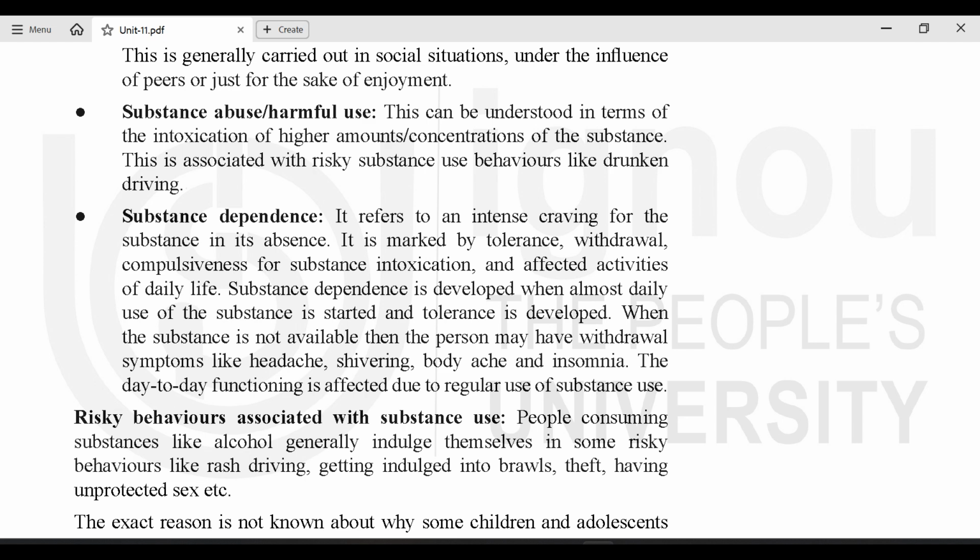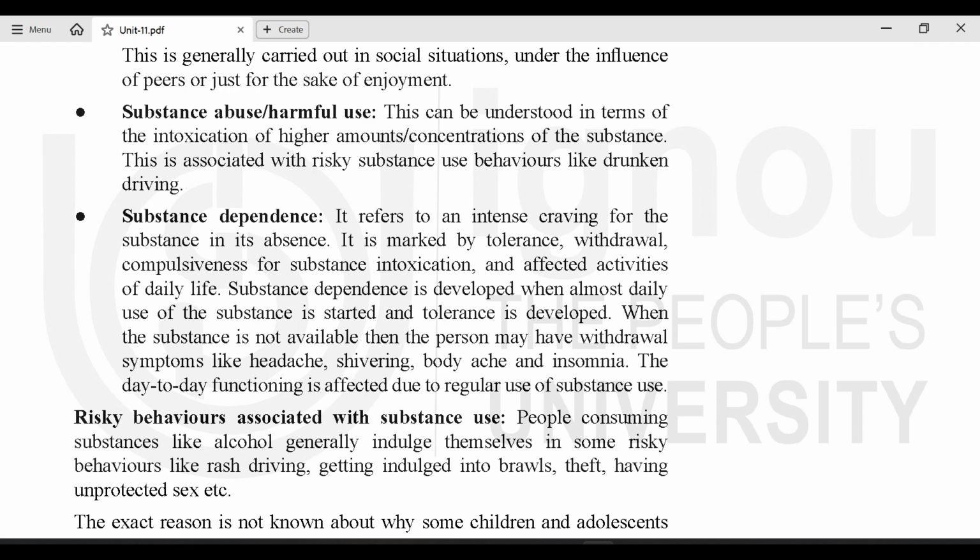Substance dependence refers to an intense craving for the substance in its absence. It is marked by tolerance, withdrawal, compulsiveness for substance intoxication, and affected activities of daily life. Substance dependence is developed when almost daily use of the substance is started and tolerance is developed. When the substance is not available, then the person may have withdrawal symptoms like headache, shivering, body ache and insomnia. The day-to-day functioning is affected due to regular substance use.